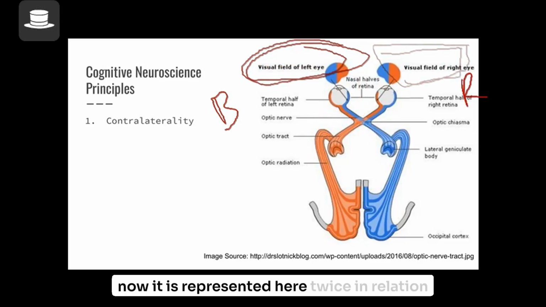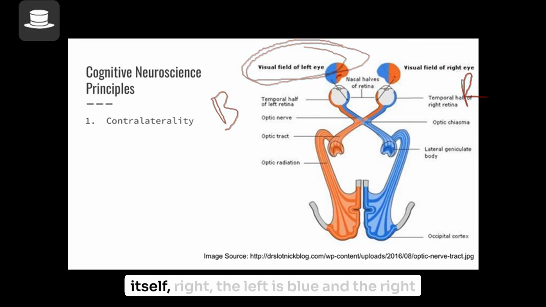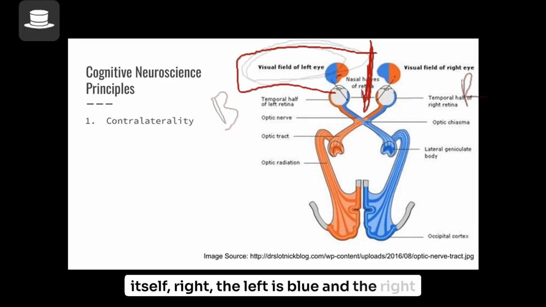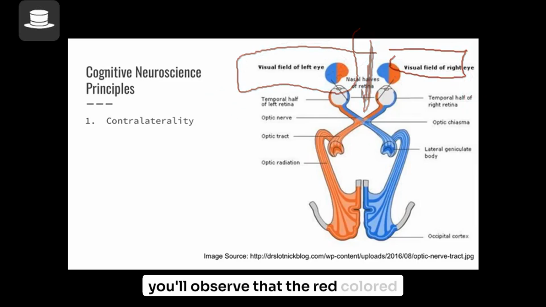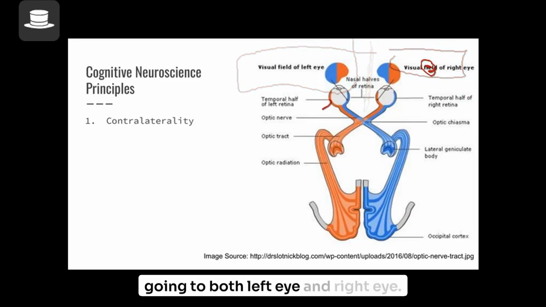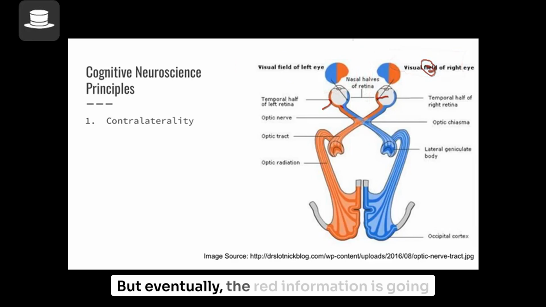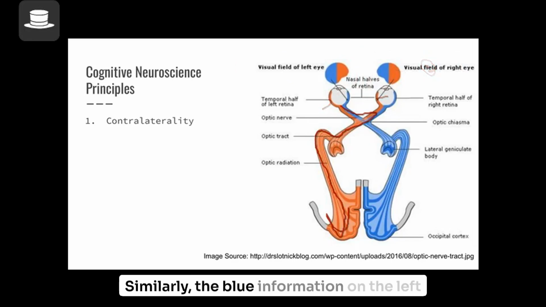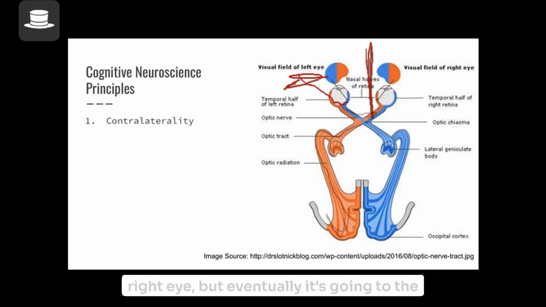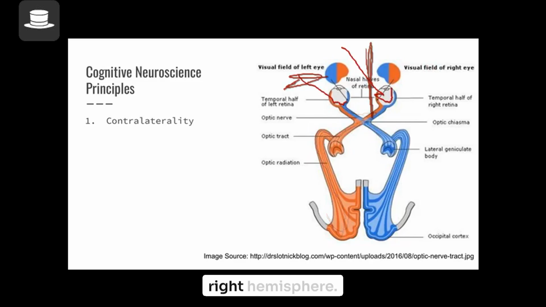Now it is represented here twice in relation to the eye, but hemisphere, the visual field itself, right? The left is blue and the right is red. If you look at it, you'll observe that the red colored information from the right hemisphere is going to both the left eye and right eye. But eventually, the red information is going to the left hemisphere. Similarly, the blue information on the left side goes to both the left eye and right eye, but eventually it's going to the right hemisphere.